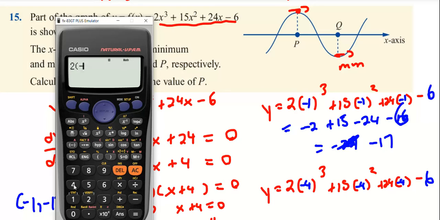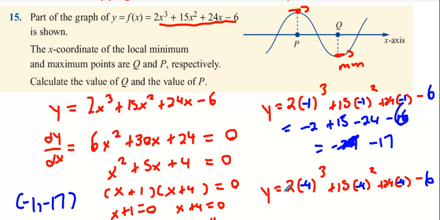2 times minus 4 cubed plus 15 times minus 4 squared plus 24 times minus 4, and then take away the 6, 10. So that is our turning point. Our turning point is the point minus 4, 10. Okay, and that's it done.